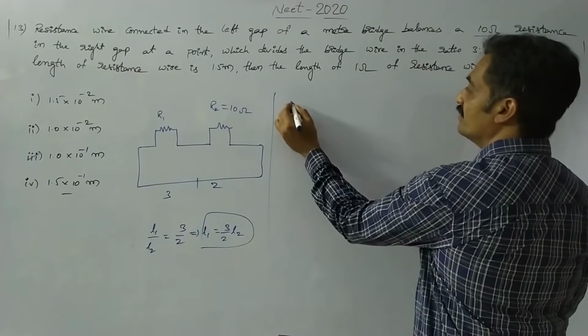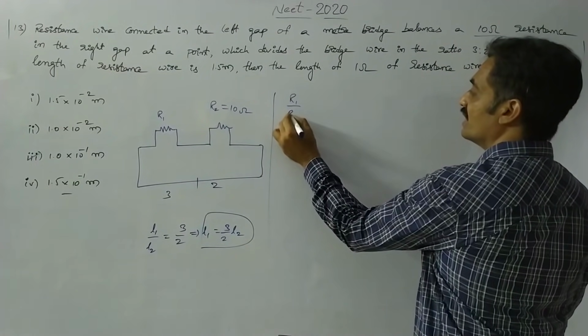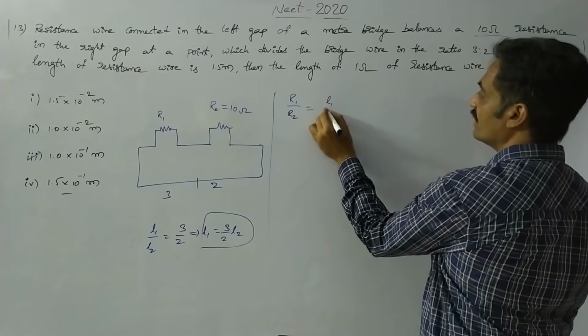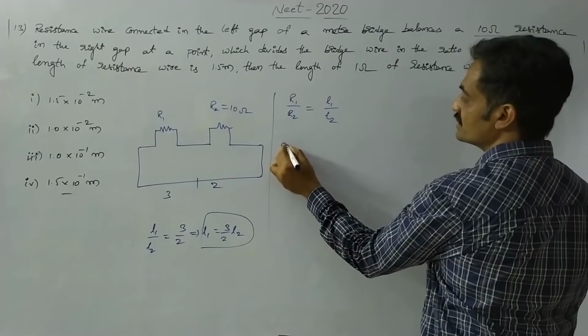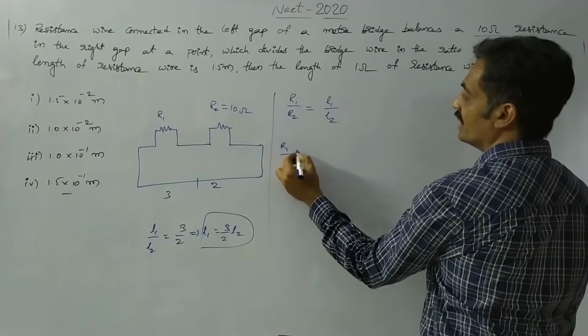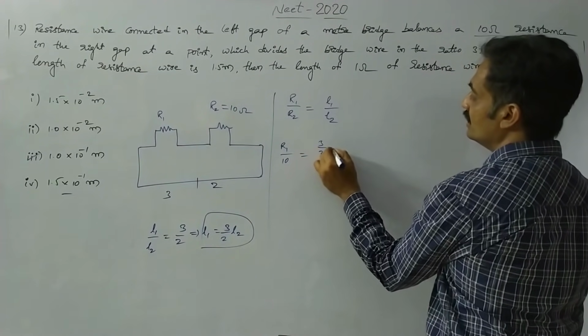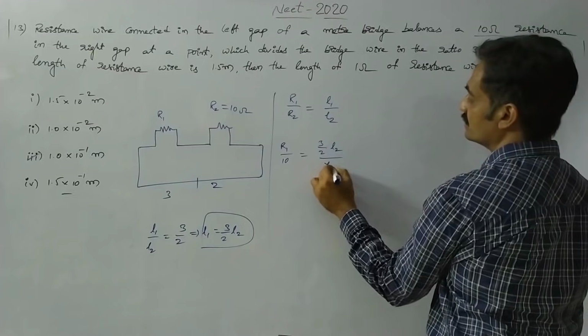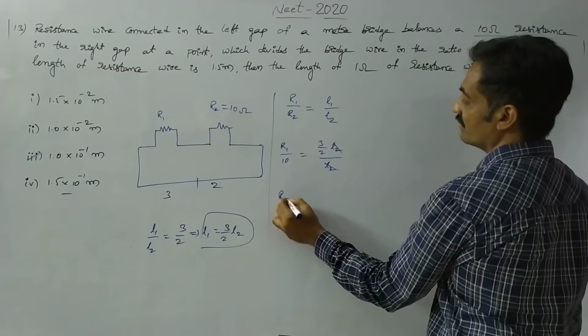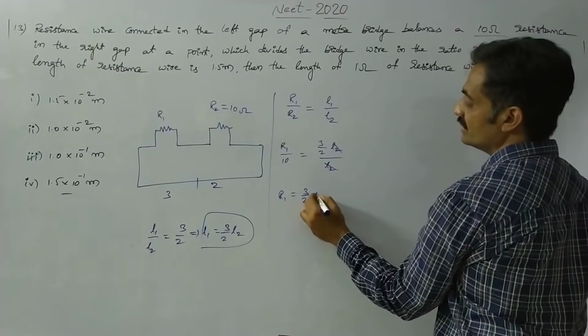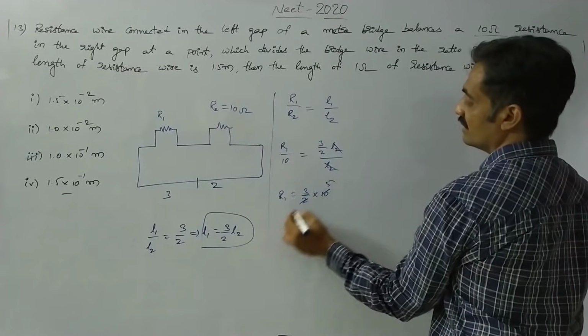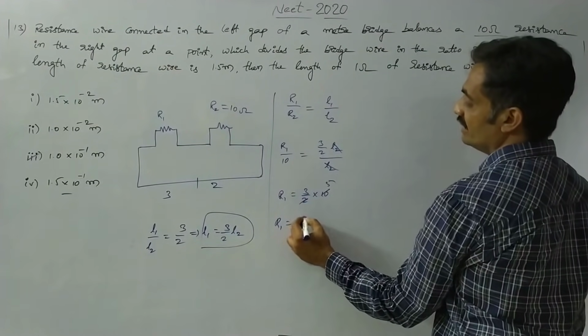And we know that the meter bridge is represented by the formula R1/R2 = L1/L2. So from this equation we have R1/10 = (3/2)L2/L2. Here L2 and L2 get cancelled. We have R1 = 3/2 × 10. 2 fives are 10. So we have R1 = 15 ohms.